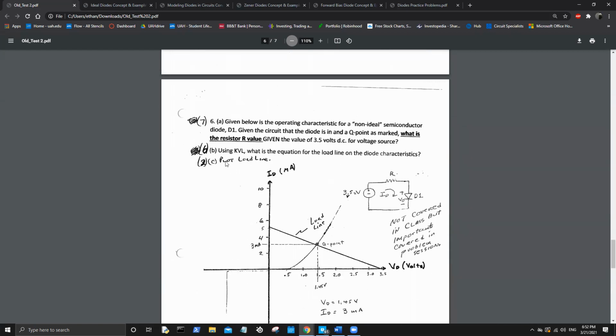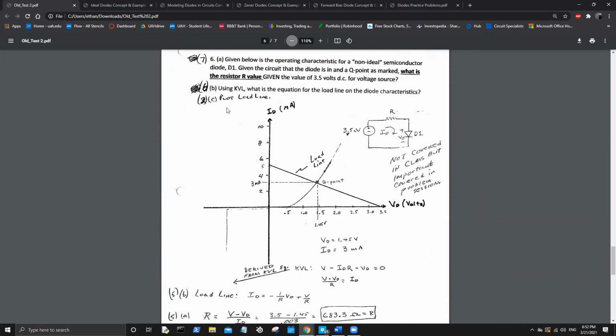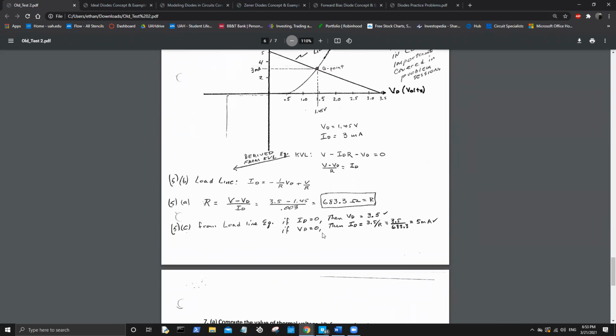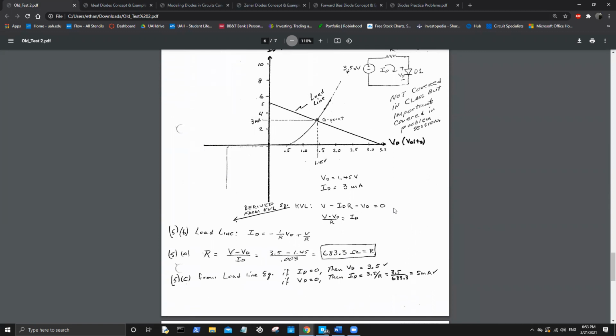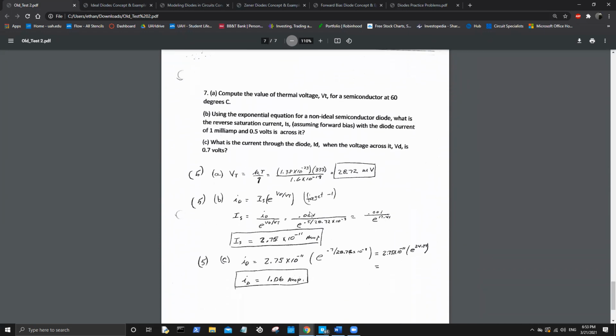So what is C even asking? C is asking to plot the load line. Oh, B and C are both for load lines. What is C asking specifically? From load line, plot the load line. Oh, so this is just him finding intercepts, isn't it? Yeah. Okay, cool. I hope all of us understand algebra, so we're going to skip that.